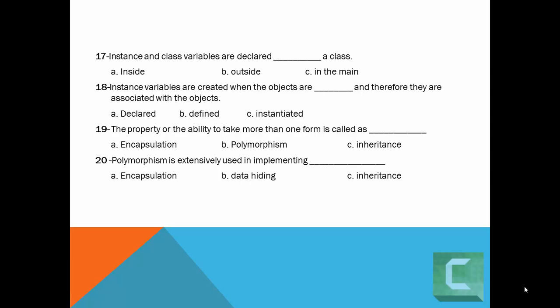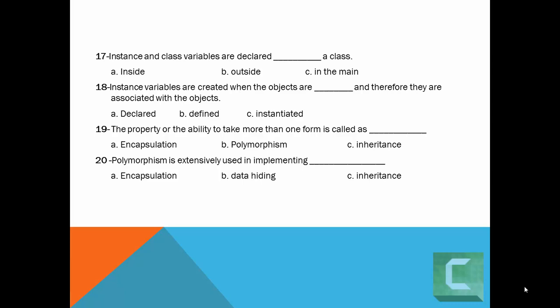The property or the ability to take more than one form is called polymorphism. So in polymorphism, you have the same name but different kinds of parameters, and it performs different activities. So the ability to take more than one form is called polymorphism.